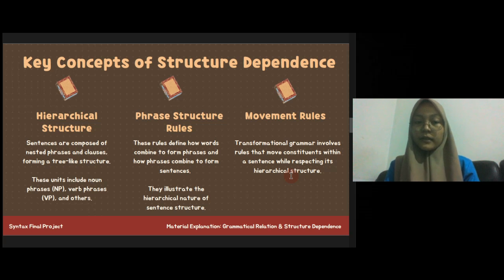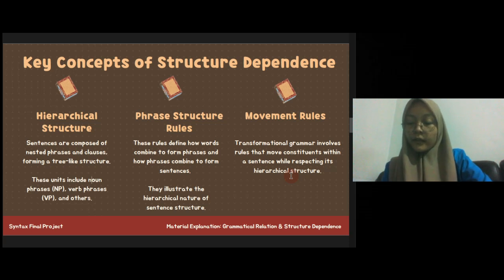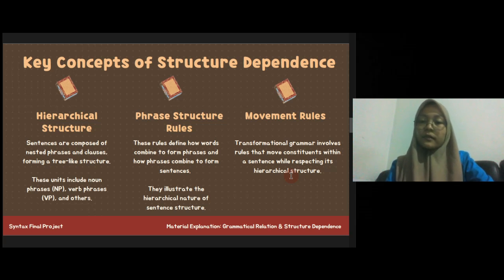And then the second one is phrase structure rules. These rules define how words combine to form phrases and how phrases combine to form sentences. They illustrate the hierarchical nature of sentence structure. And then the last one is movement rules. Transformational grammar involves rules that move constituents within a sentence while respecting its hierarchical structure.